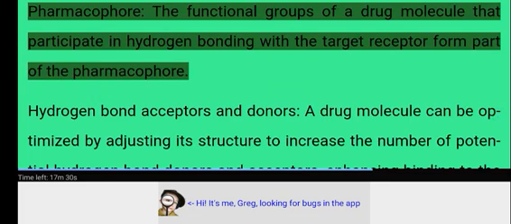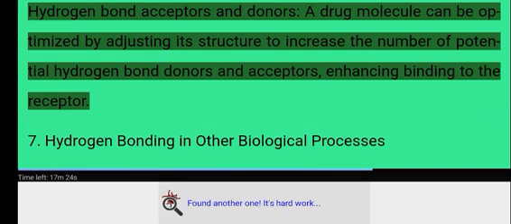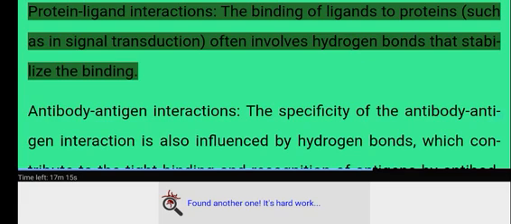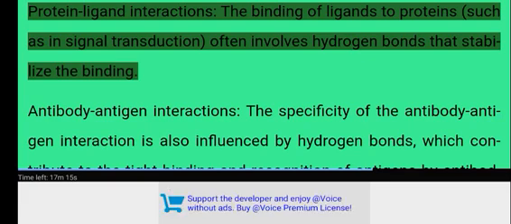Pharmacophore. The functional groups of a drug molecule that participate in hydrogen bonding with the target receptor form part of the pharmacophore. Hydrogen bond acceptors and donors. A drug molecule can be optimized by adjusting its structure to increase the number of potential hydrogen bond donors and acceptors, enhancing binding to the receptor. 7. Hydrogen bonding and other biological processes. Protein-ligand interactions. The binding of ligands to proteins, such as in signal transduction, often involves hydrogen bonds that stabilize the binding.